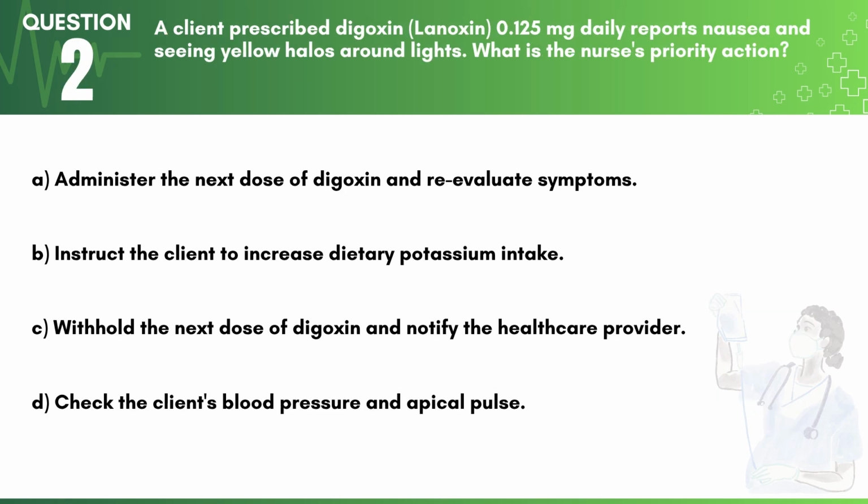Question 2. A client prescribed digoxin, Lanoxin, 0.125 mg daily reports nausea and seeing yellow halos around lights. What is the nurse's priority action? A. Administer the next dose of digoxin and re-evaluate symptoms.